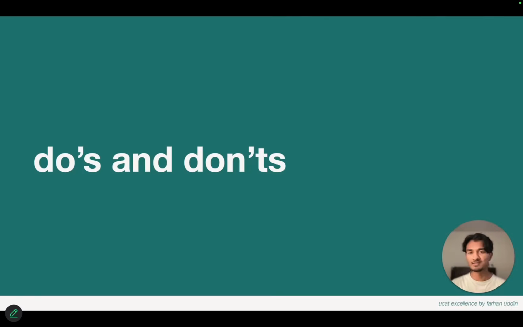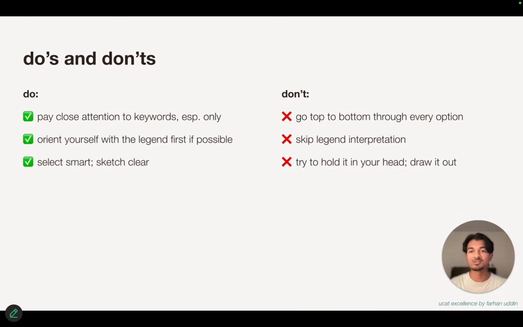So here's your do's and don'ts. Do pay close attention to keywords, especially the word only. Do orient yourself with the legend first if possible, if they give it to you. And do select smart, sketch, clear. Don't go top to bottom through every option. Don't skip the legend interpretation, and don't try to hold it all in your head. Draw it out, because that's how you answer a lot of these questions.